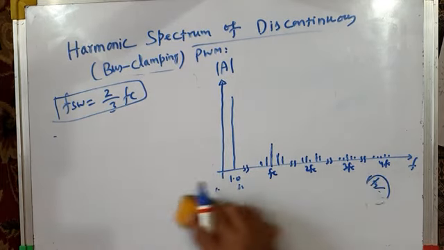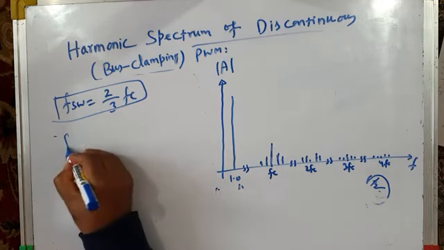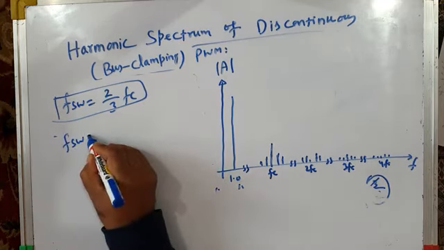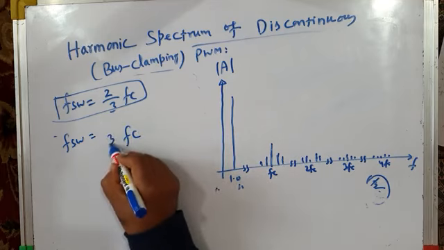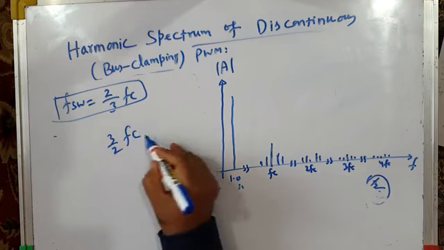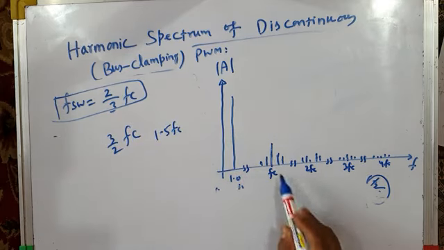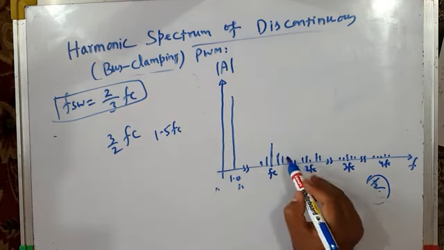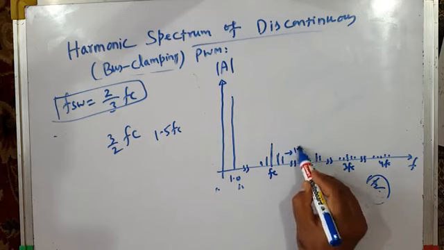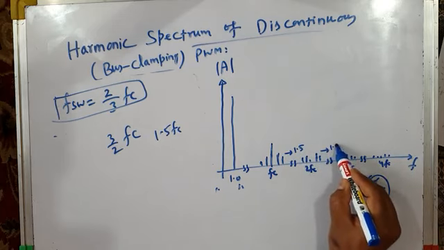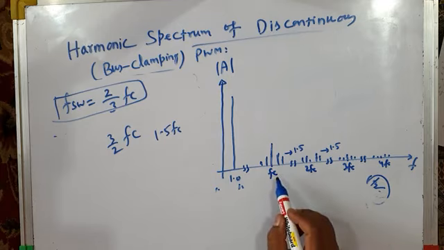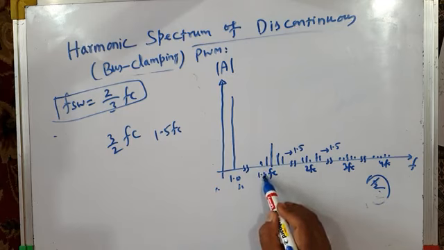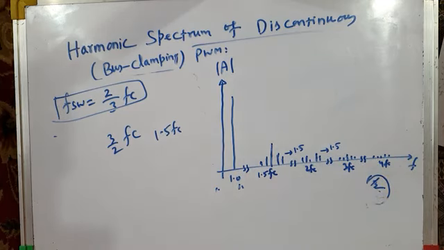And this has some very good effects on harmonic spectrum. What will happen to harmonic spectrum? When you are raising your carrier frequency by 3 by 2 times or 1.5 times, everything will get shifted towards right by 1.5 times. This will get shifted towards right by 1.5. This will get shifted towards right by 1.5 times. Because now what will be my carrier frequency? My carrier frequency is not Fc. It is 3 by 2 Fc, 1.5 times Fc. So it will shift towards right.